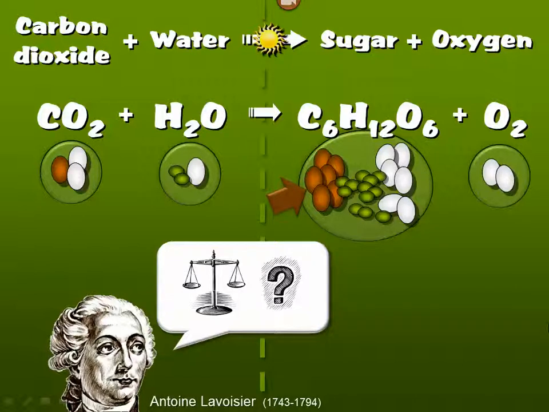Well, here's one solution. You could just get rid of a bunch of carbon. And okay, here we go. Carbon is now balanced. We've got 1 on each side. But then what does that make this molecule here? C1H12O6. What is that? That's not glucose. That's not any kind of sugar. That's probably not even any molecule at all. So you can't do that.